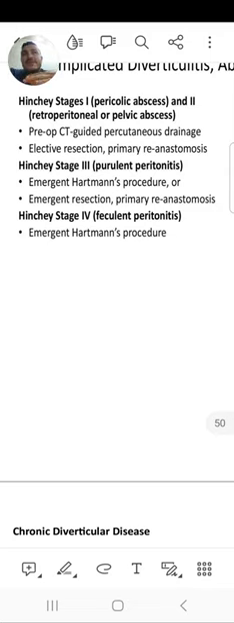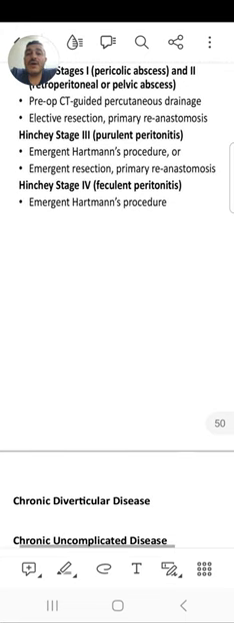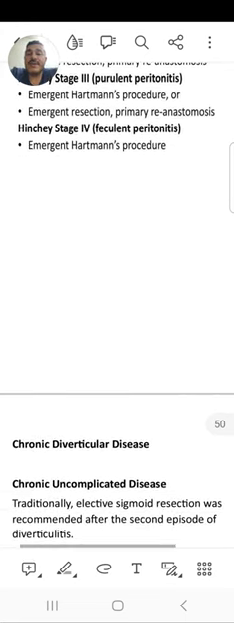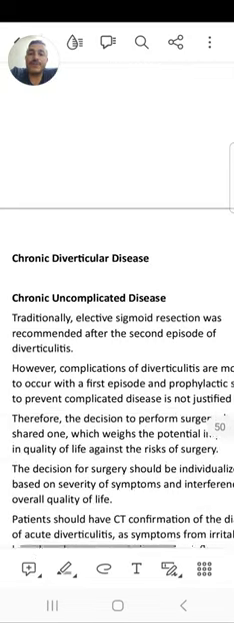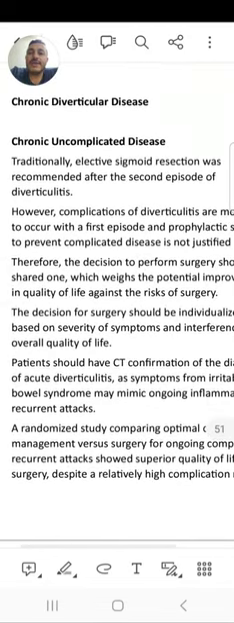We do our best not to proceed to emergent surgery. Elective surgery means anastomosis, means less morbidity, less mortality. So Hinchey 3, we can proceed to emergent Hartmann or emergent resection with primary anastomosis. Hinchey 4, it's emergent Hartmann procedure. If we are talking about chronic diverticular disease, just pay attention for a while. We reviewed how we can treat diverticular disease according to the Hinchey protocol, complicated and uncomplicated. I said about complicated, we will discuss each complication separately.